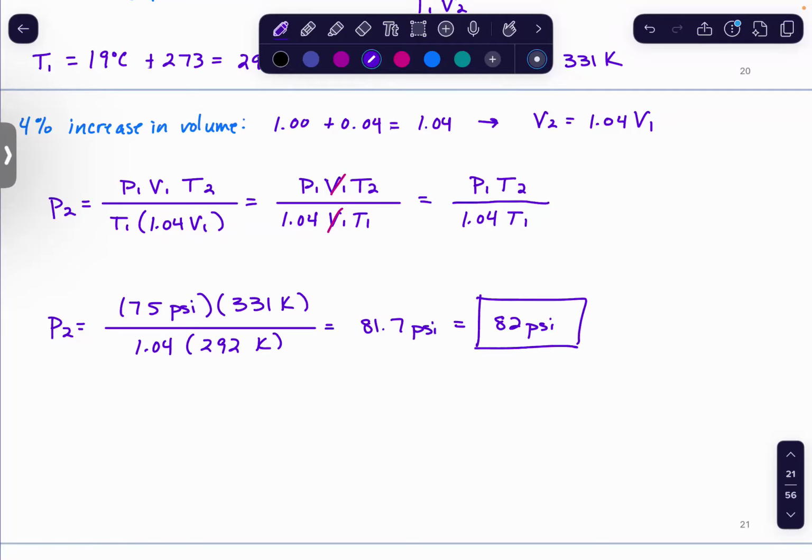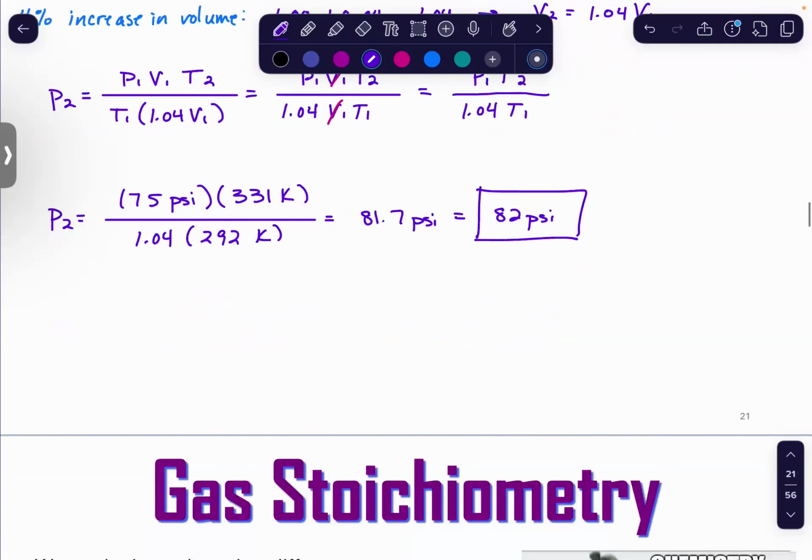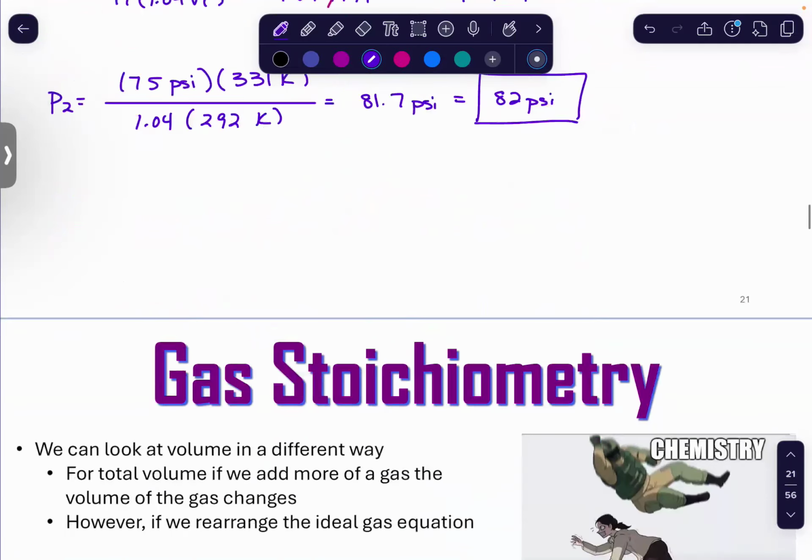So again, sometimes you're going to have to think of the ideal gas law in terms of what's variable and what's constant. Separate them apart, and then know that every instance of those variables is going to equal the same constant, like we were doing with the other laws.